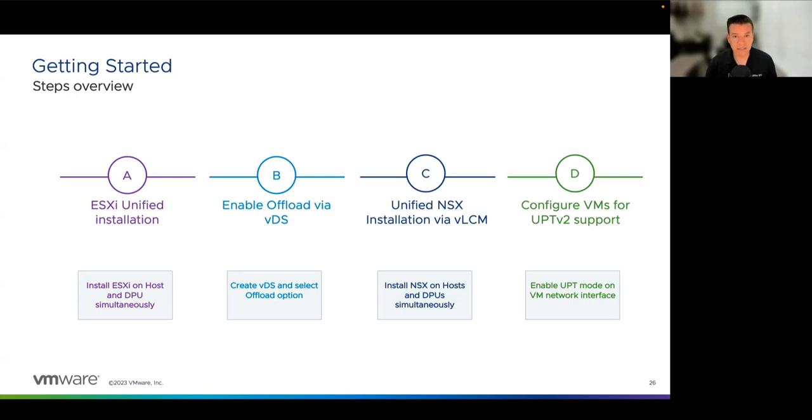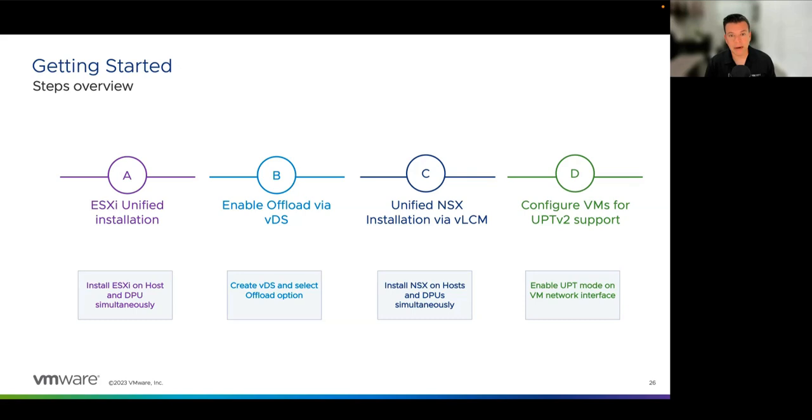This Unified Installation follows the same exact process that you do right now to load ESXi on an x86 host, with an additional change, which is selecting the DPU where you want to install ESXi.